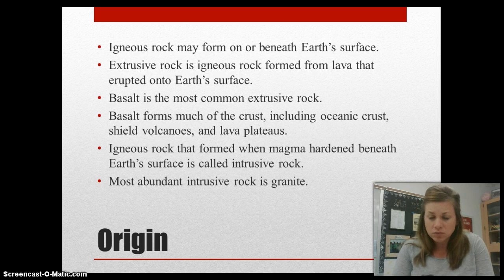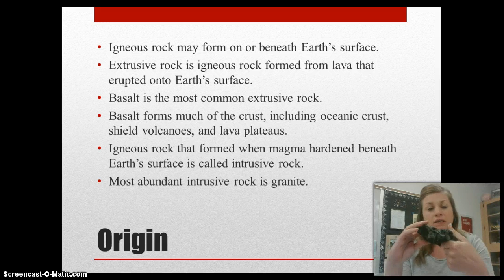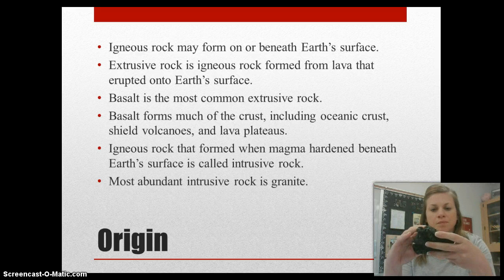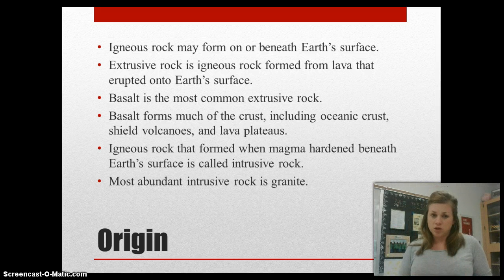For example, basalt is the most common extrusive rock. This rock here, which you'll see in class, is a basalt rock. It came from the ocean. I have several pieces of it, but when you look at it in class, you can see the texture. There's a bunch of holes in it from different things. There's some layering here as well, and we're going to talk about how these holes get there. So basalt forms from much of the crust, including oceanic, and it actually makes up shield volcanoes and lava plateaus.